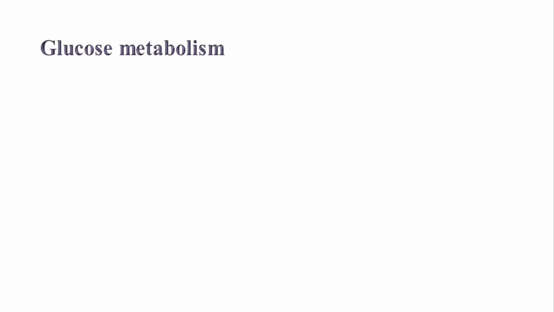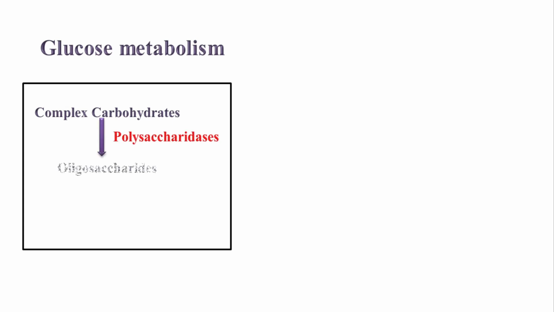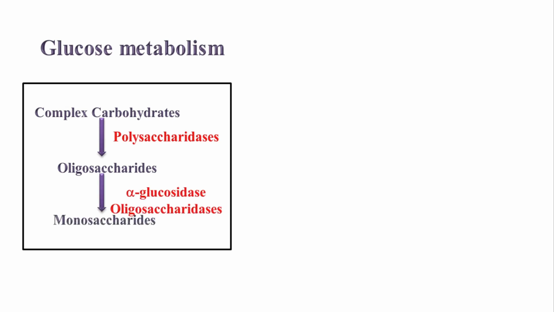When we eat complex carbohydrates, they enter into our GIT. In our GIT, we have enzymes such as polysaccharidases, which will break these complex carbohydrates into oligosaccharides. And then enzymes called alpha glucosidase or oligosaccharidases convert oligosaccharides into monosaccharides. Monosaccharides like glucose and fructose, right?